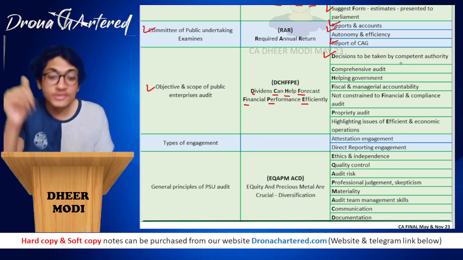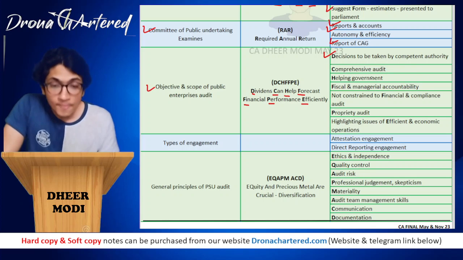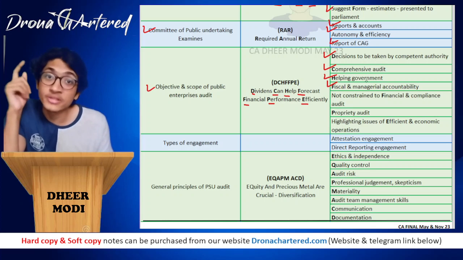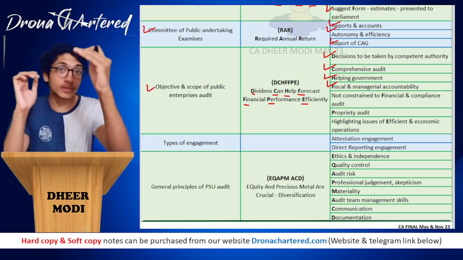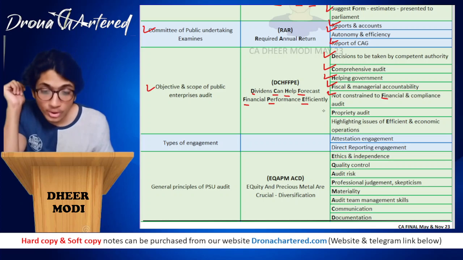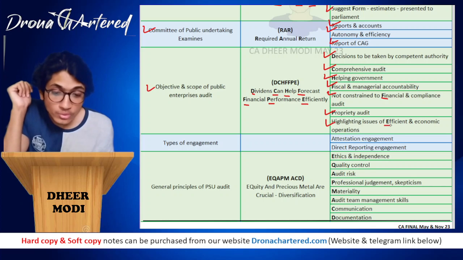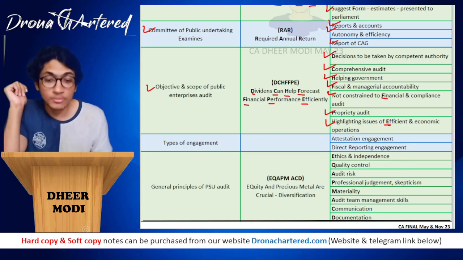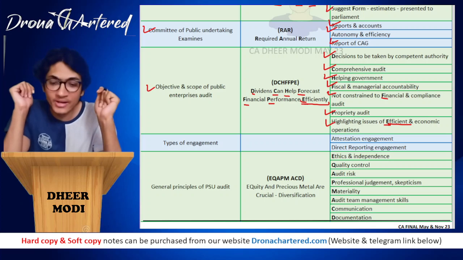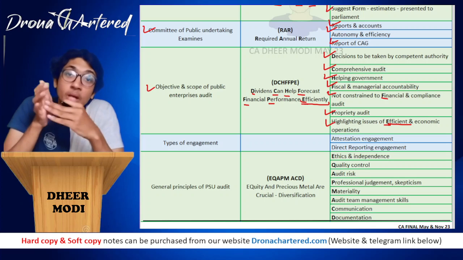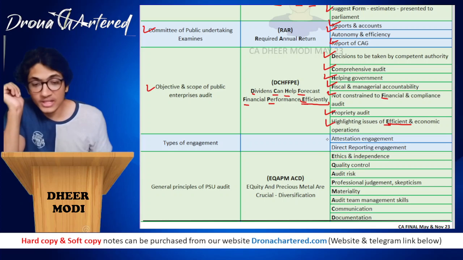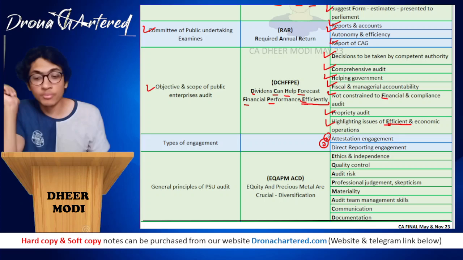D stands for decisions to be taken by your competent authority. C stands for comprehensive audit. H stands for helping government. F stands for fiscal and managerial accountability. Remember, I put this in two lines: fiscal and managerial accountability. It is not constrained to financial and compliance audit, propriety audit, and highlighting issues of efficient and economic operation. Because there is efficient over here, I have also used the word efficient in the key, so that at least one point you will remember from the key itself. So dividends can help forecast financial performance efficiently. Now your types of engagement, we've already done this: attestation and direct reporting engagement.